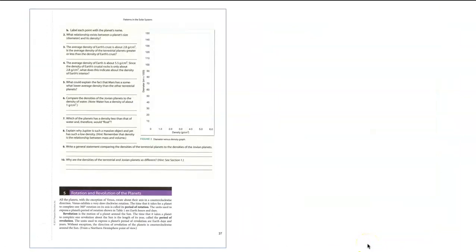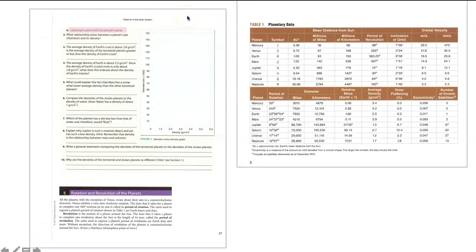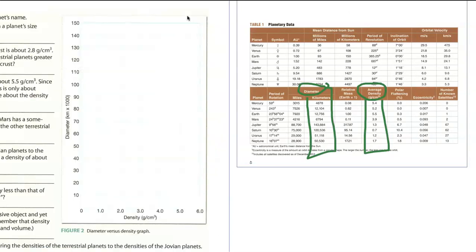So let me show you a little bit about how you're going to do it. Oh, and also it says label each point with the planet's name. So please make sure you do that. So this is the graph, and you're going to use information from this data table. You're going to use the diameter in kilometers and the average density as given here. So let's blow up this table and look a little more carefully at how to do this, because there's something a little bit tricky in the y-axis.